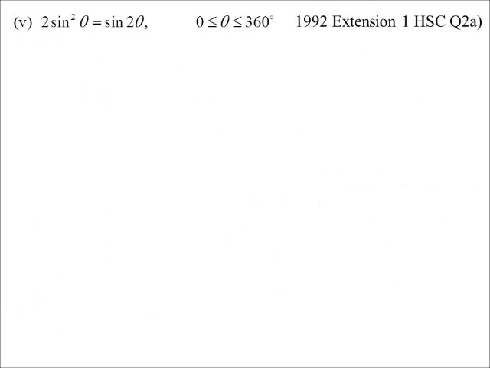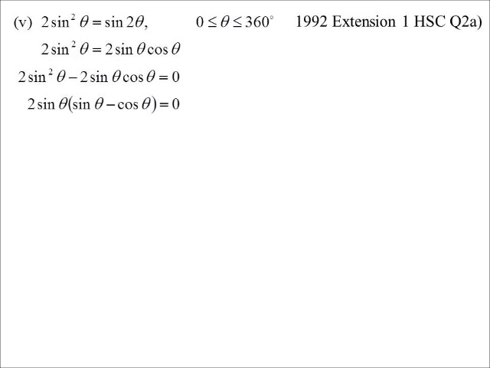All right, this one, wow, that's old, 92. 2 sine squared is sine 2 theta. Don't really have a choice there. We've only got one formula for sine 2 theta. So let's change that to 2 sine theta cos theta. Again, it's a quadratic equation. So let's move to one side and factorize. And don't forget, sine theta equals 0 is a possibility here.